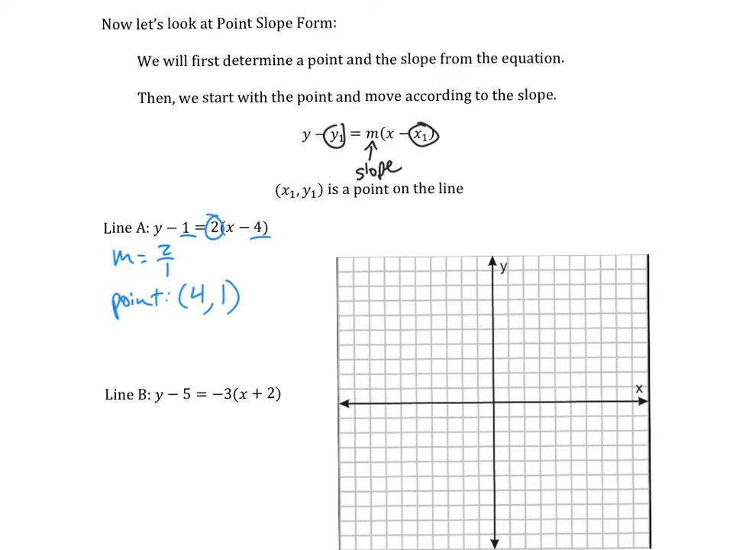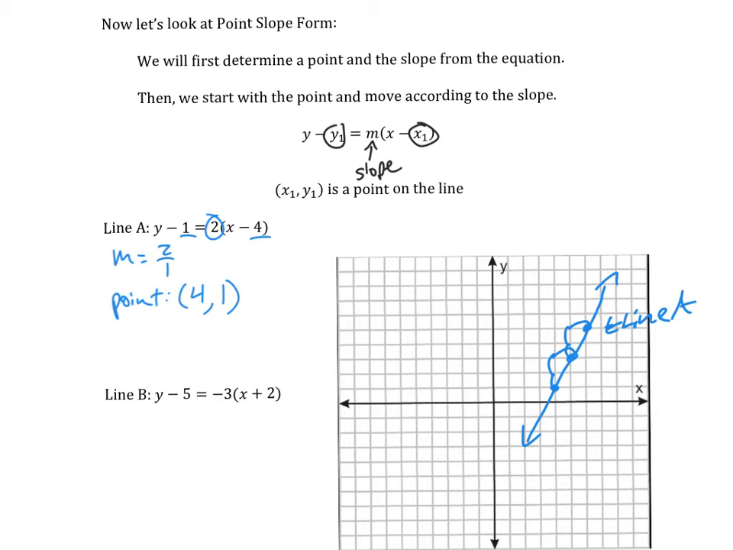Now we're going to start at our point 4, 1 and move according to the slope. Well, it's rise over run, so we'll go up 2, over to the right 1, up 2 to the right 1. And once we have about 3 points, that's good enough to draw our line here. So I'll say this is line A.